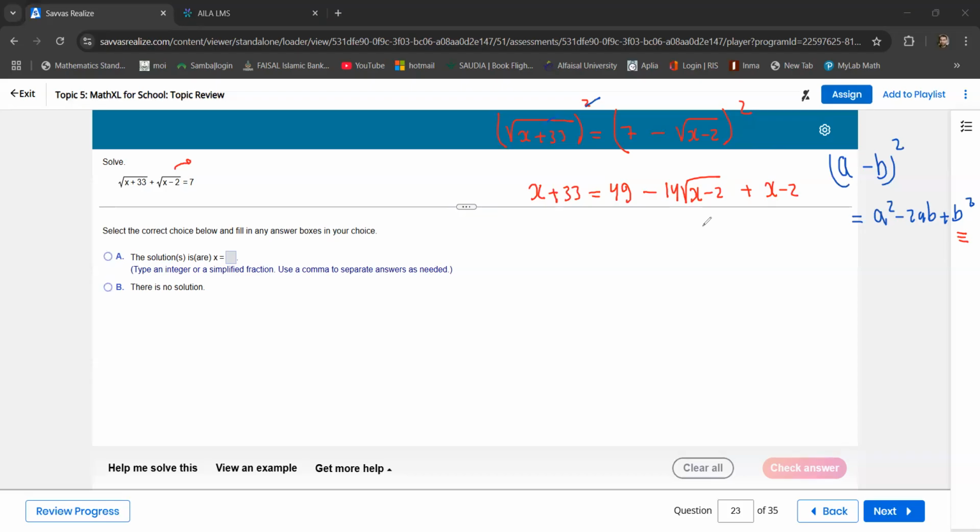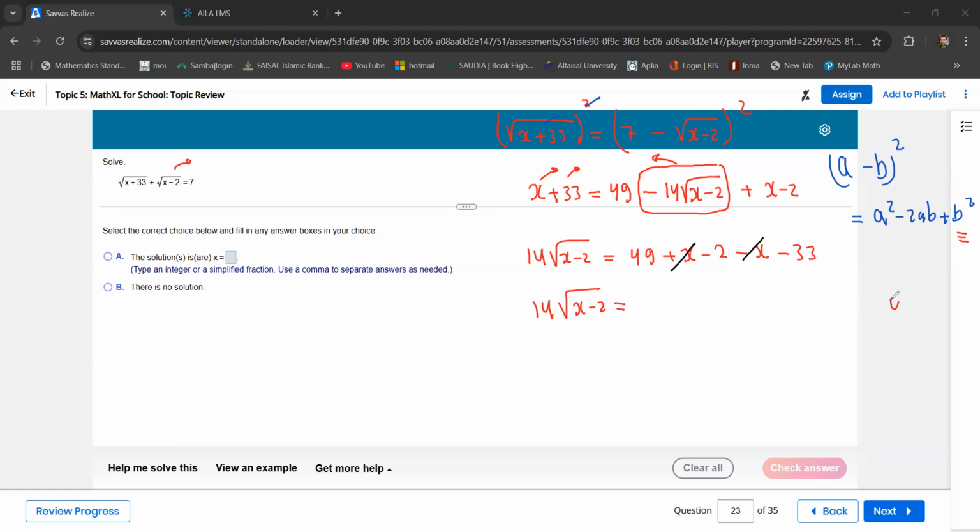Now, the root, as we can see, is negative, so I'm going to move it to the left-hand side. I'm going to take the x and the 33 to the right-hand side. So it will be 14 square root of x minus 2 is equal to 49 plus x minus 2 minus x minus 33. Now, positive x will cancel negative x, and 14 square root of x minus 2 remains on the left-hand side.